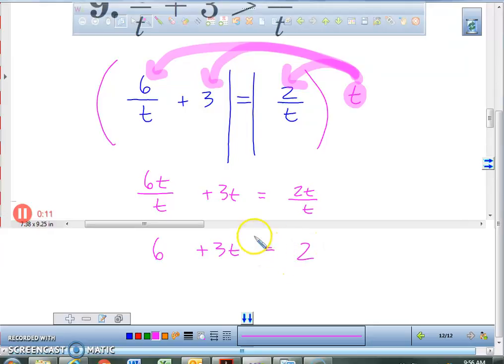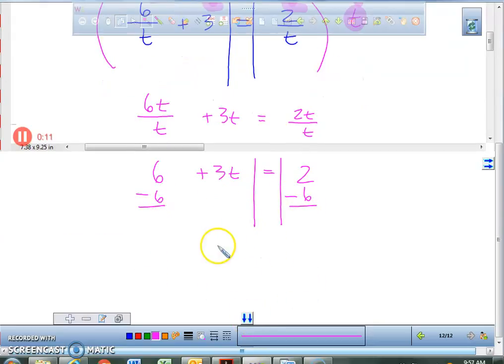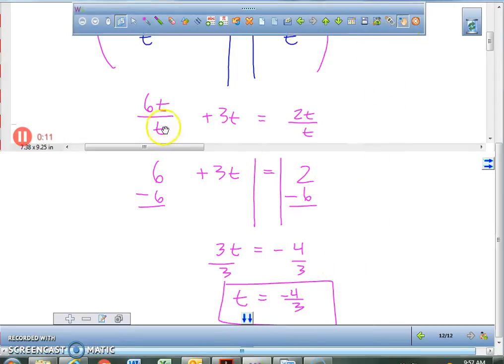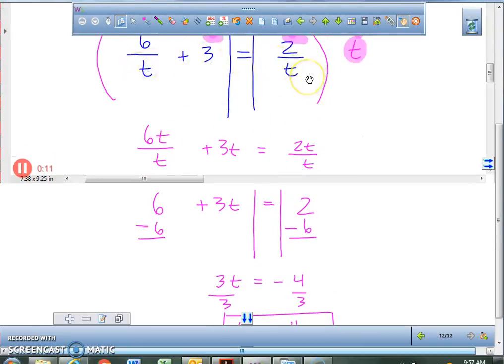Now, if we're going to solve for t, we have to subtract 6 from this side and subtract 6 from this side. So we have 3t equals negative 4. And if we divide both sides by 3, t equals negative 4 thirds. So t is equal to negative 4 thirds. Which means if we plugged in negative 4 thirds here and here, both those sides would be equal to each other.